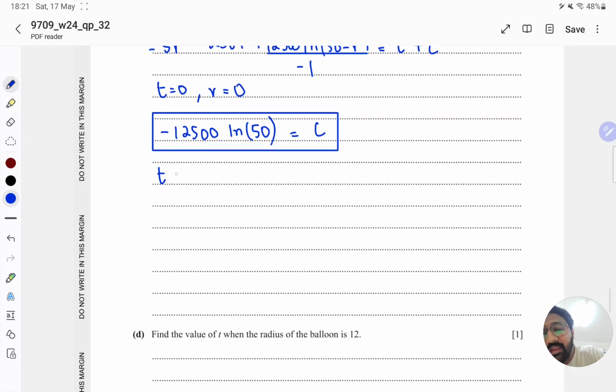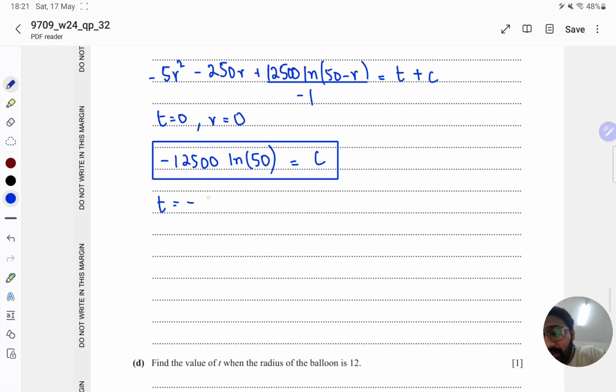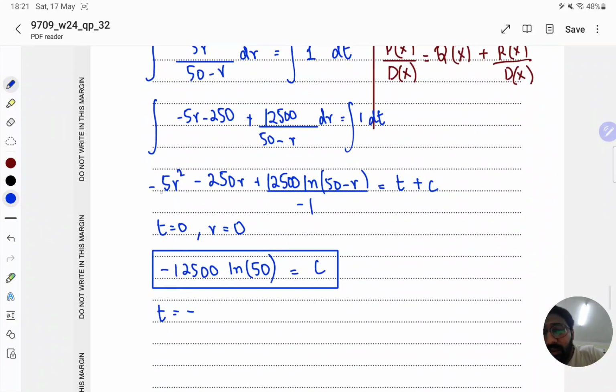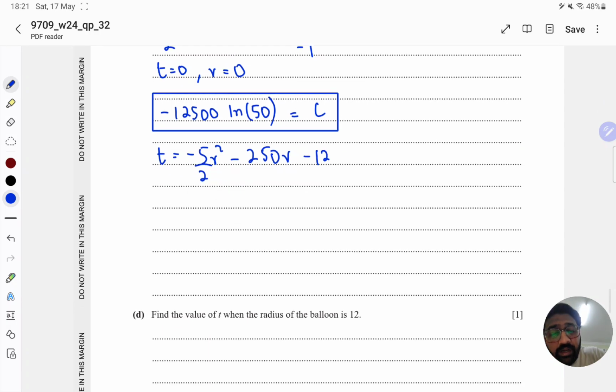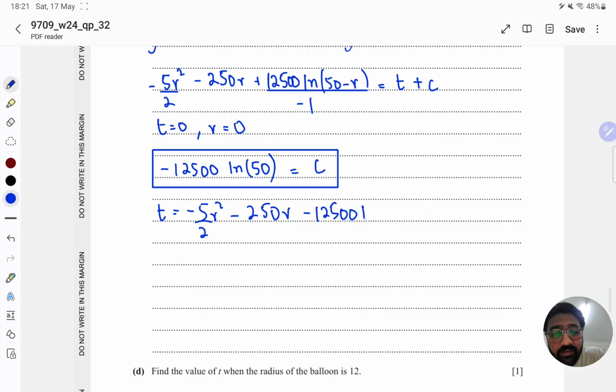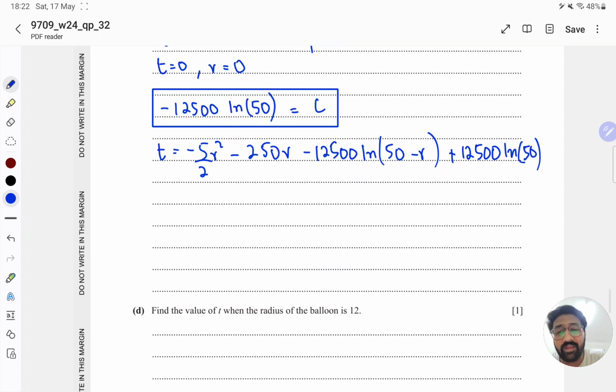The equation will be t equals minus 5 by 2 r square minus 250r minus 12500 ln of 50 minus r. It's subtracting on that side. When we bring it to this side, it will add 12500 ln of 50. Now we can further simplify it as well, so that there is just one logarithmic term.